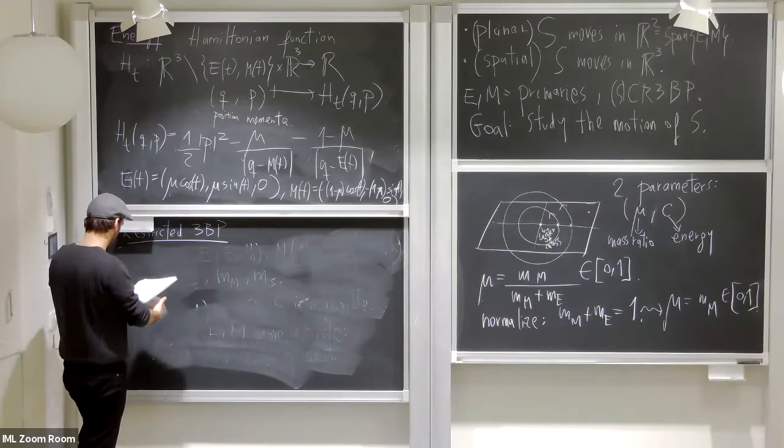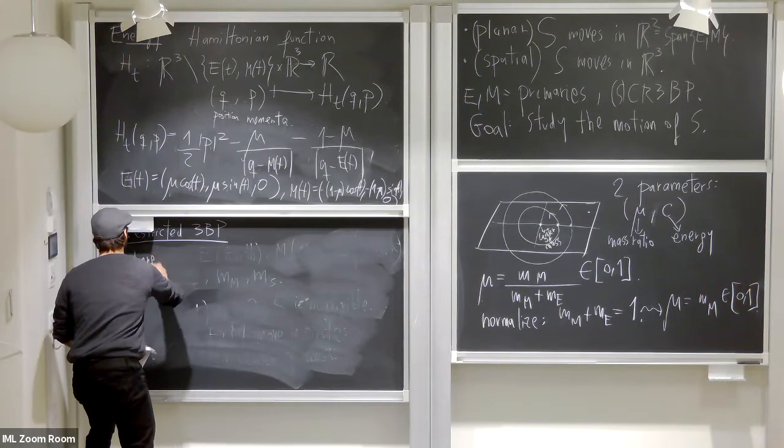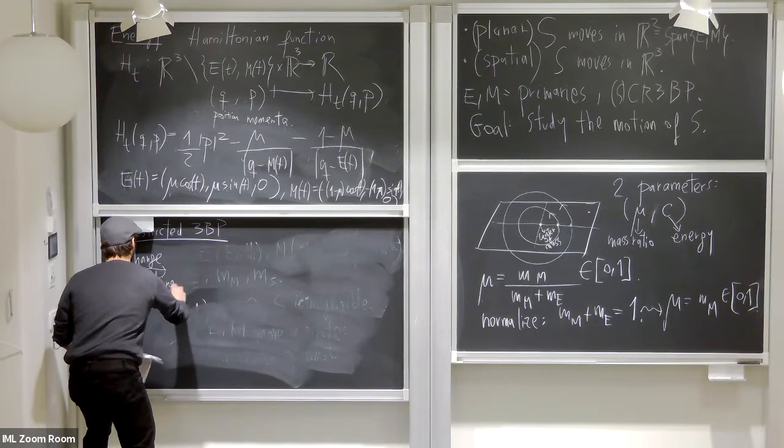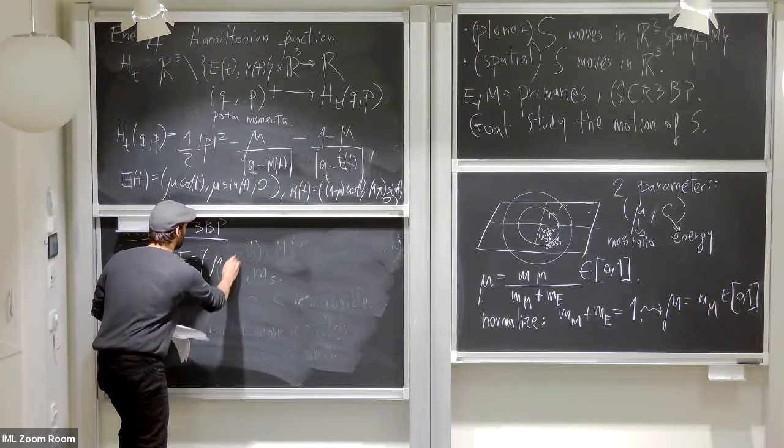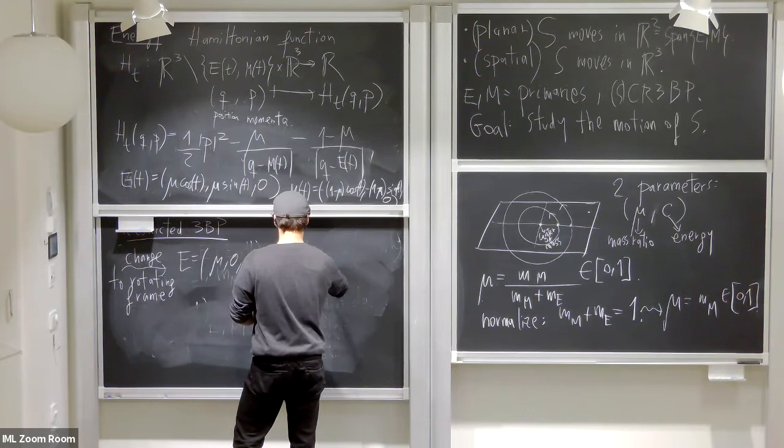Okay, so now, I can change my coordinates to a rotating frame. I mean, these are the equations in an inertial frame, but now I just rotate my frame, and what happens is the position of the Earth is fixed at (mu, 0, 0). The position of the moon is fixed at (minus 1 minus mu, 0, 0).